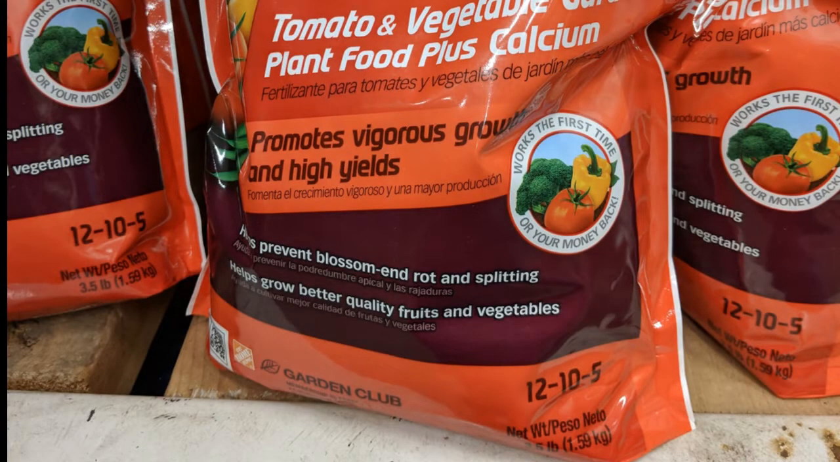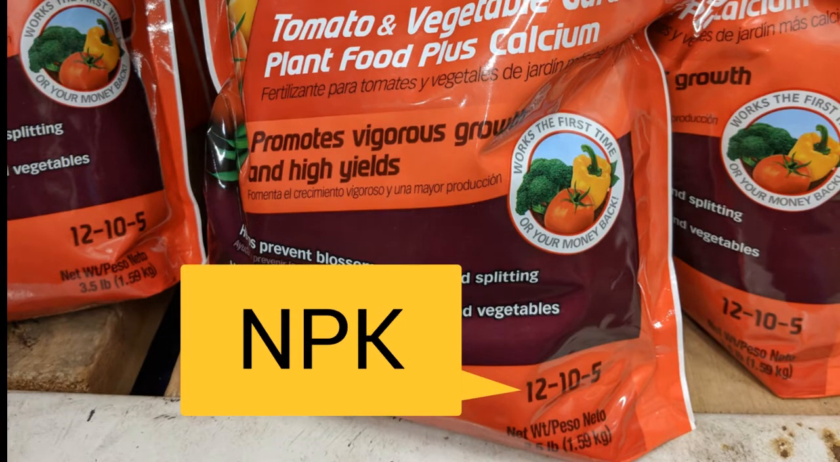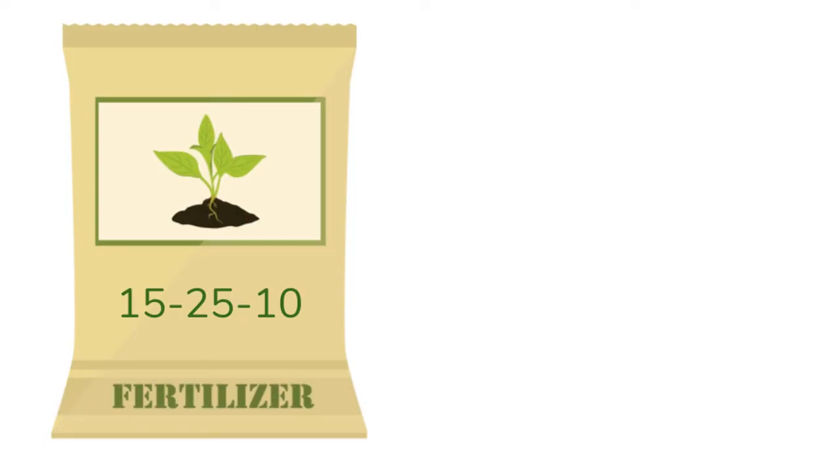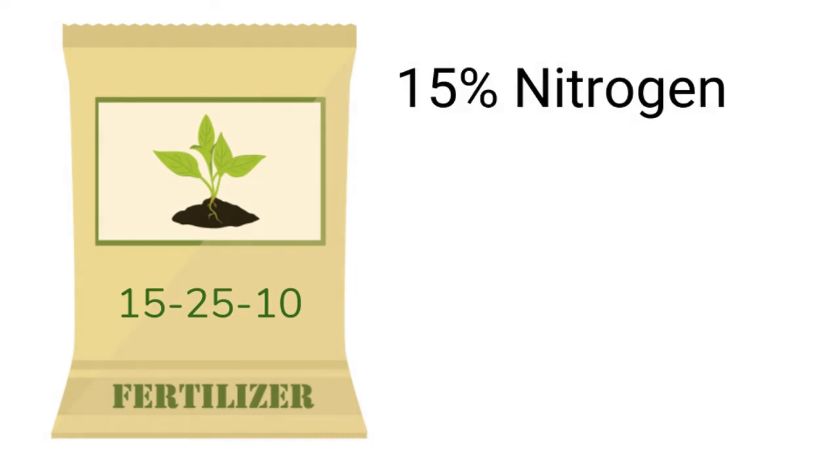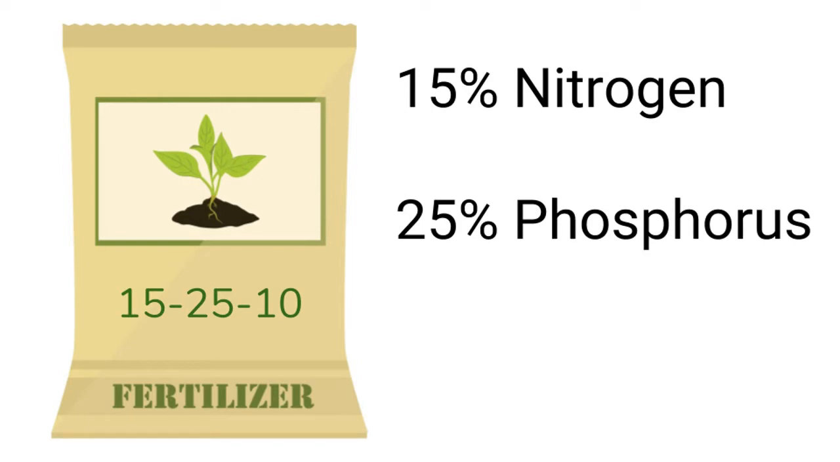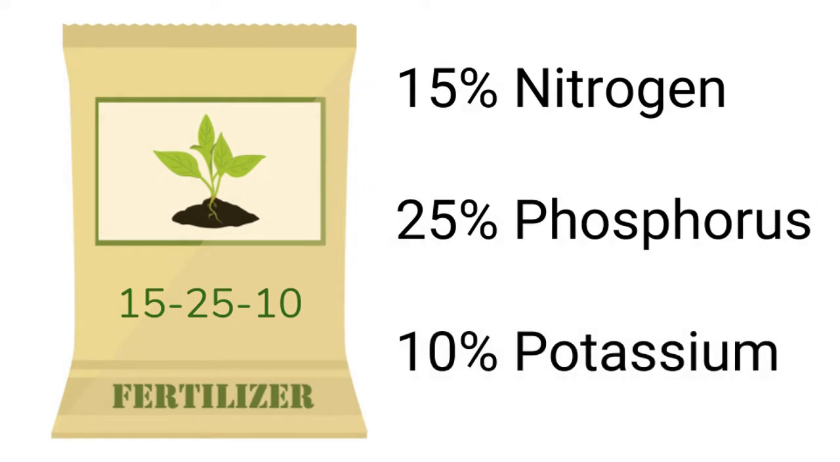Fertilizer labels list the amount of nutrients as a ratio, referred to as NPK. By law, fertilizers must contain the percentage by weight of each nutrient listed on the label. A 15-25-10 fertilizer must be 15% nitrogen, 25% phosphorus, and 10% potassium.